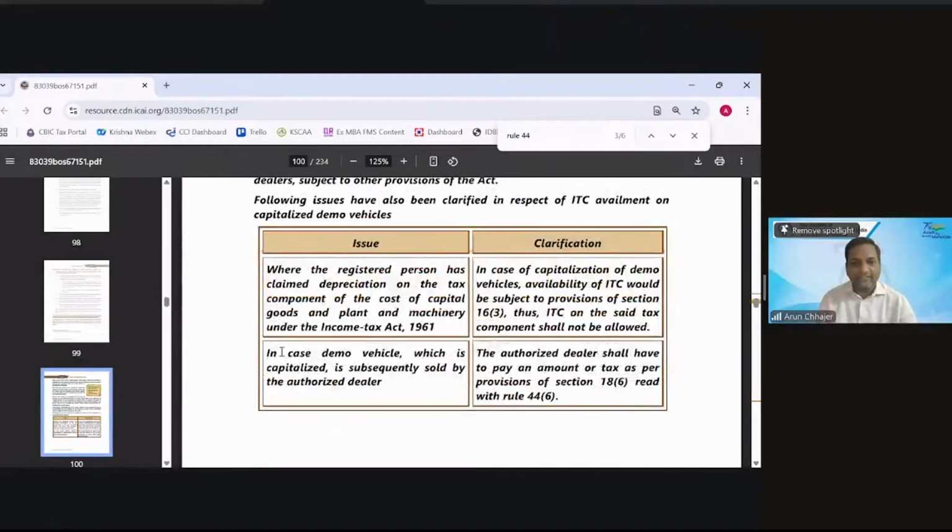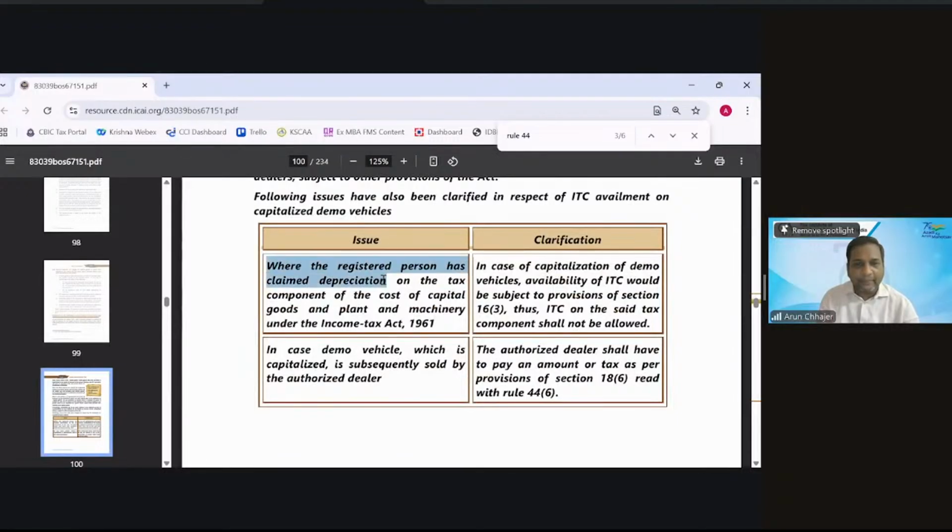What was the clarification? When a registered person is claiming the depreciation on the tax component of capital goods and plant and machinery, in case of the capitalization of demo vehicle, ITC availability would be subject to 16.3.